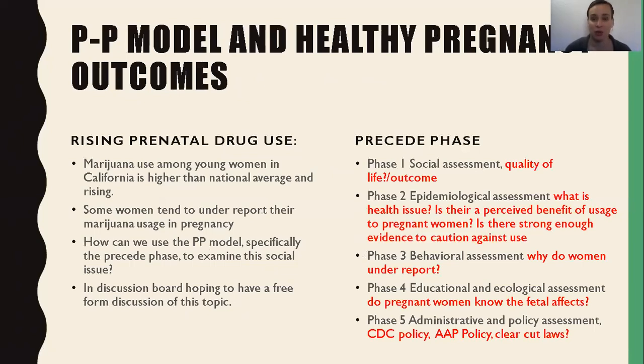A lot of these women who are using it tend to underreport their marijuana use, or they don't report it at all, leading to prenatal care not being tailored to those issues. So you can be addicted to it, but if you're not telling anybody, then you can't get help. So how can we use the PRECEDE-PROCEED model, specifically that PRECEDE phase, to examine this social issue? Because like I said, it's a very large issue.